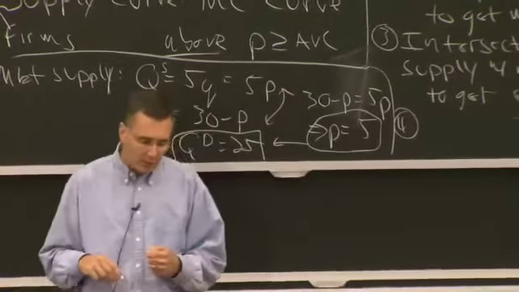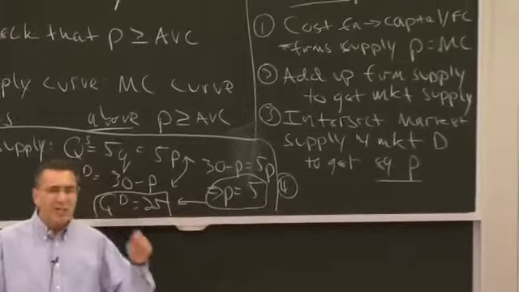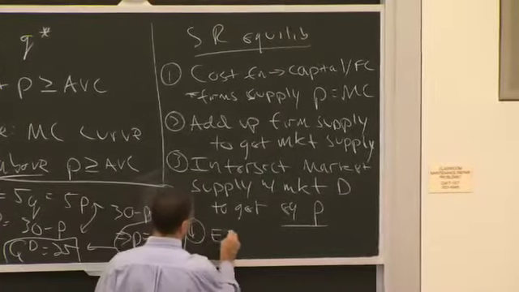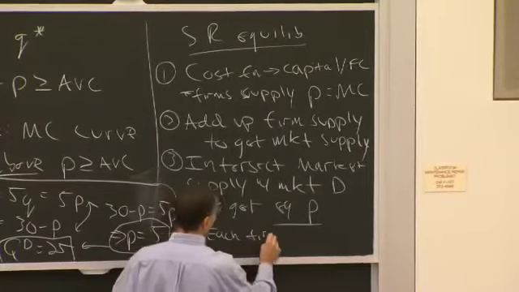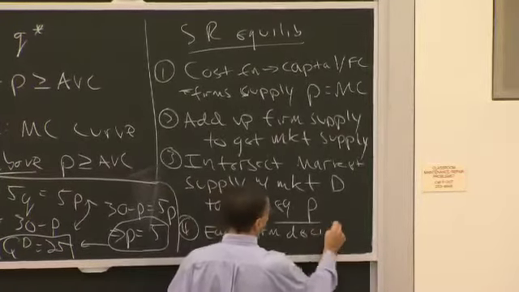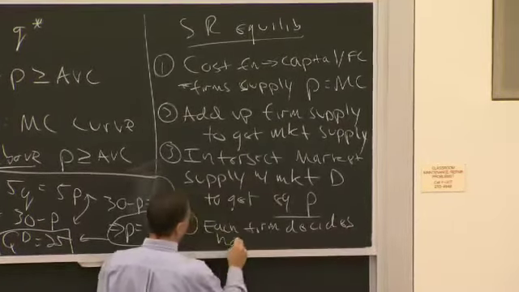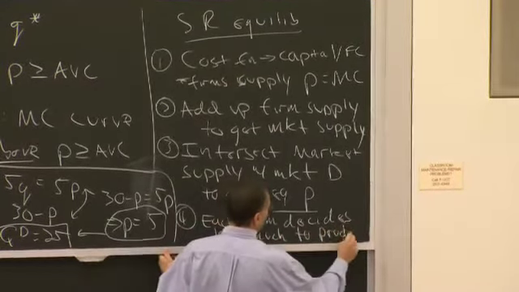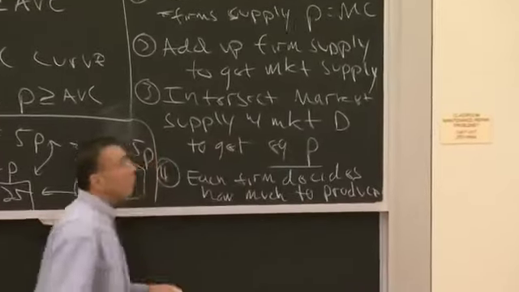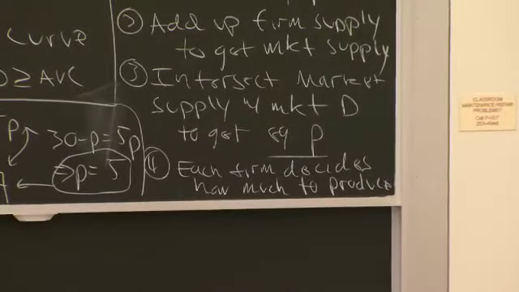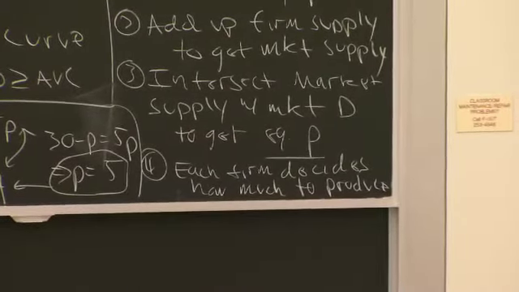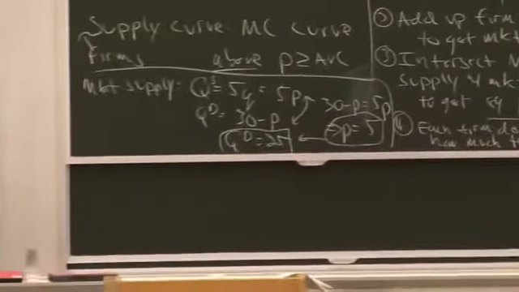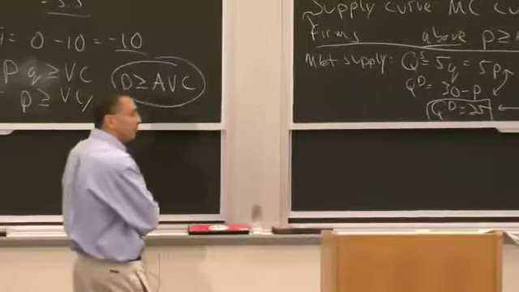in solving for equilibrium is that each firm then decides how much to produce. Well, how much is each firm going to decide to produce? Somebody raise their hand and tell me. Yeah, P, which is 5. So each firm is going to produce 5.